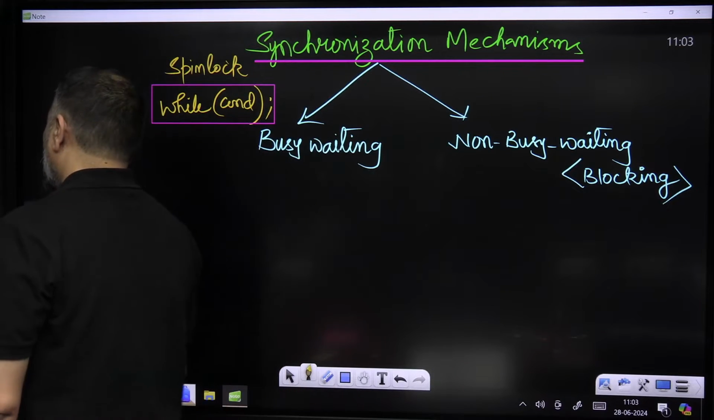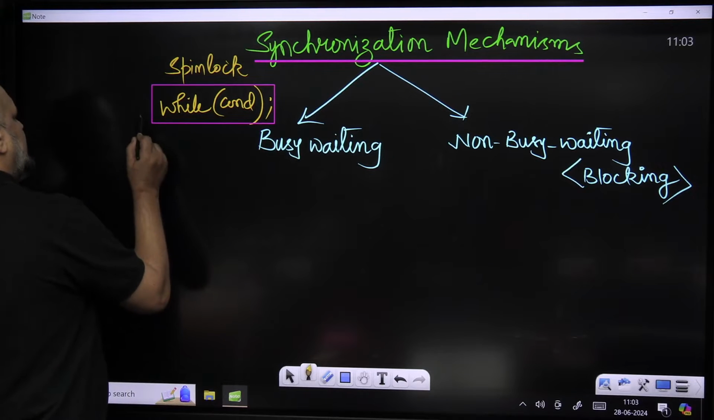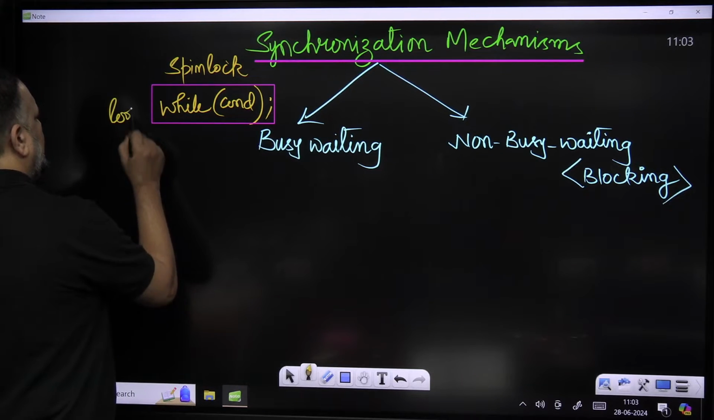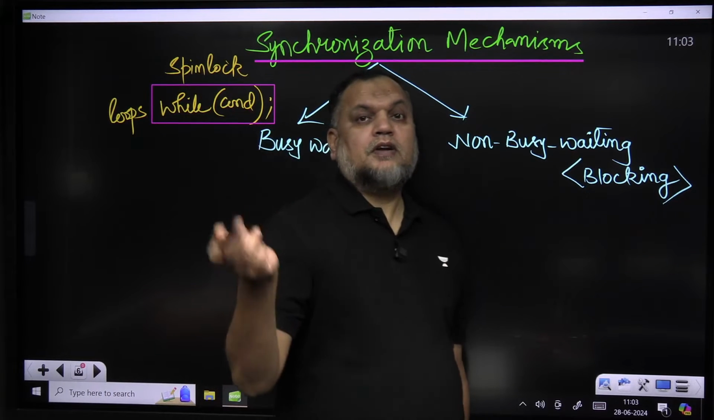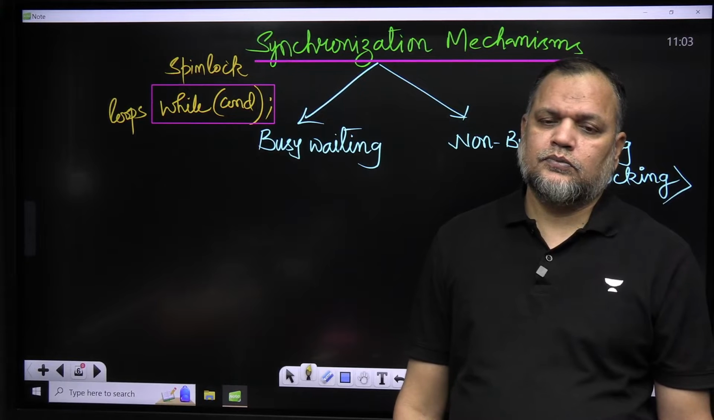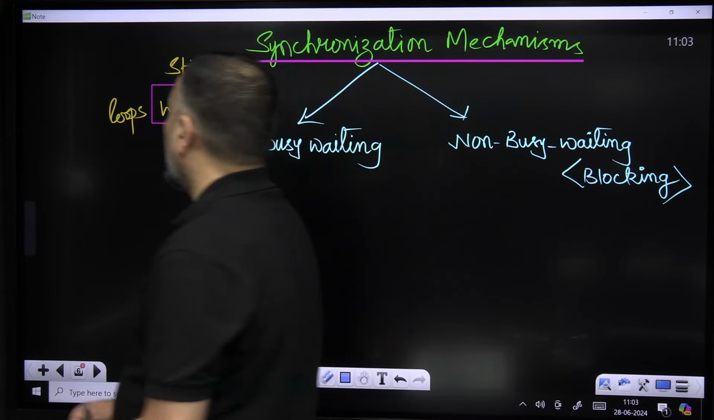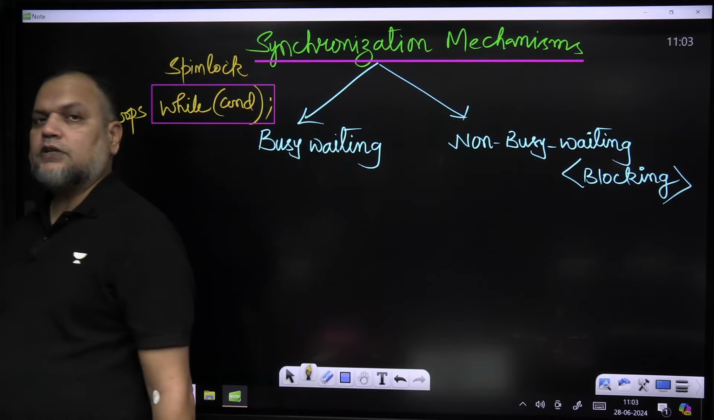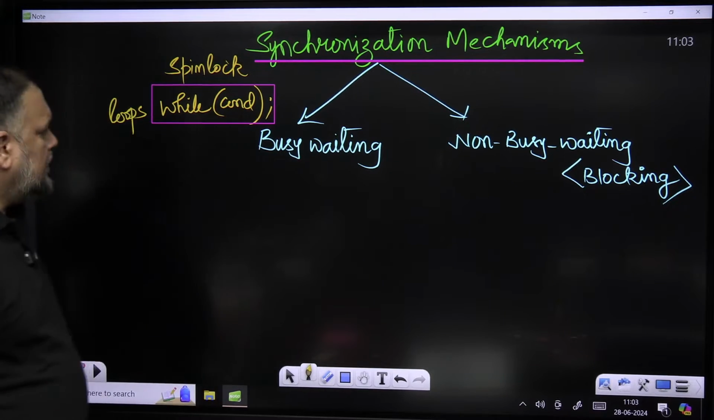And generally busy waiting loops or busy waiting mechanisms are implemented using loops. It may be a while loop, it can be a repeat-while loop, repeat-until, do-while, for loop भी हो सकता है. Invariably कहने का मतलब ये है कि processes will be testing the condition of the critical section multiple times before entering the critical section.